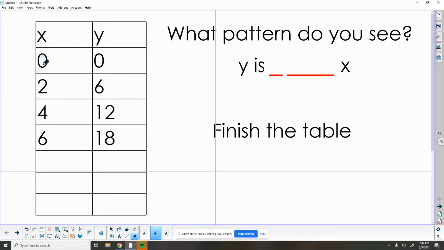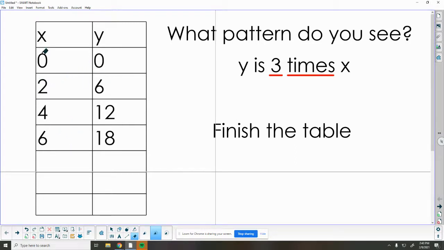Here I can see they're counting by 2, 4, 6. Here they're counting by 6, 12, 18. So counting by 6s, counting by 2s. So every time to get from X to Y, we're multiplying by 3. So Y is 3 times bigger than X. So 3 times X gives us Y. We could also say that X is a third of Y.